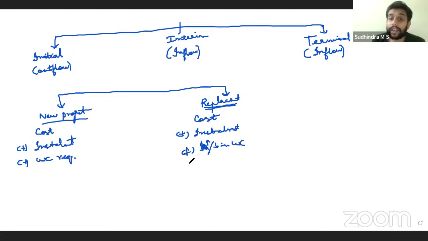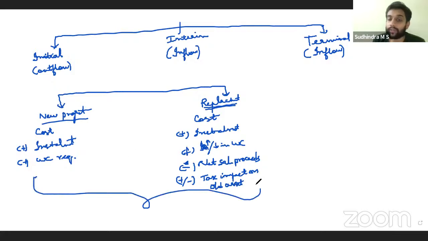Correct? Additionally, you will also have what? Tax and sale proceeds. Correct? First, sale proceeds of the old asset. Then increase or decrease, we do not know, of tax. Tax impact on old asset sale. This gives you the initial cash outflow.